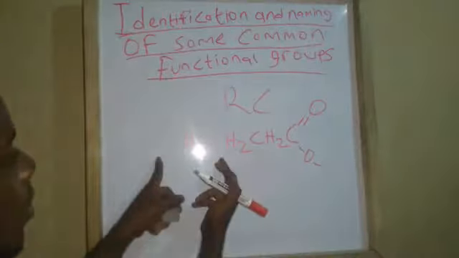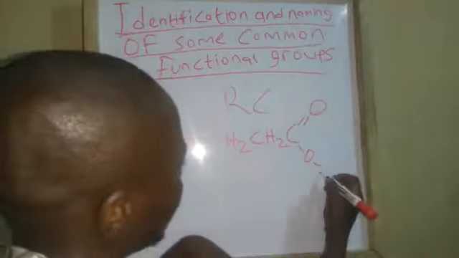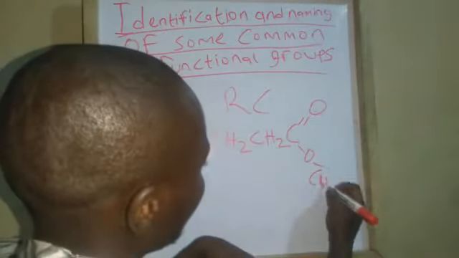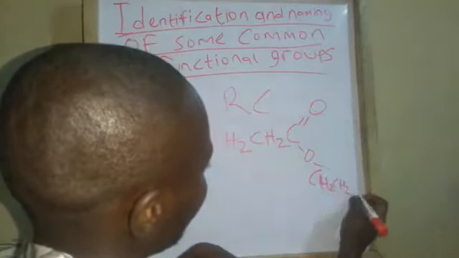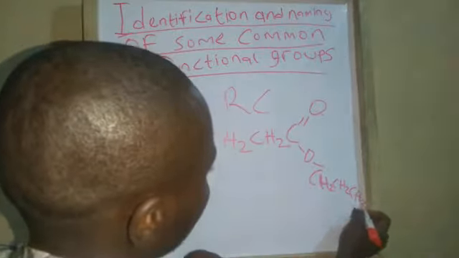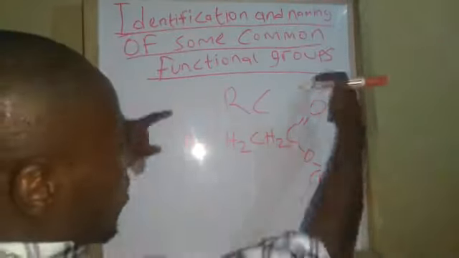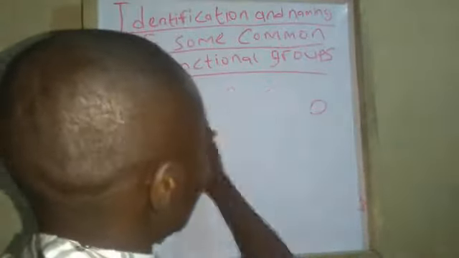So this is another propyl, so that will be CH2, CH2, CH3. So this is the structure of propyl propanoate. Are you getting it? So propyl here, propanoate. So that one is gone and settled.